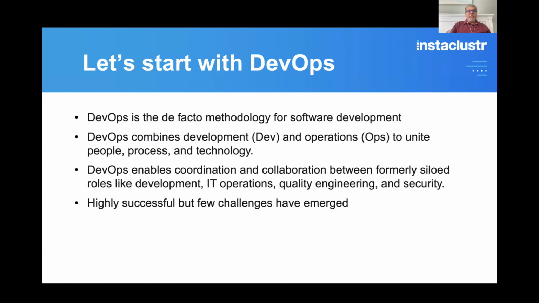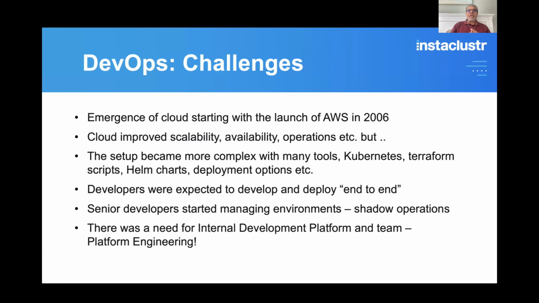So with DevOps, we can enable coordination and collaboration of different departments which were siloed, like IT operations, quality engineering, security, networking, things like that. Now, this has been a highly successful methodology for quite some time, but a few challenges and a few cracks have emerged. Some of the challenges are the emergence of cloud. You might be surprised that somebody's complaining about cloud. Cloud has all the right things going for it, like scalability, availability, operations. But cloud has solved several problems, and because it is so widely used, it has become complex. There are a lot more tools used, like Kubernetes, Terraform, Helm charts, and there are several deployment options, and each cloud provider offers their own version. So the setup has become complex.